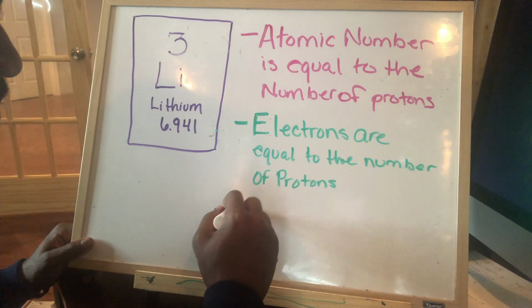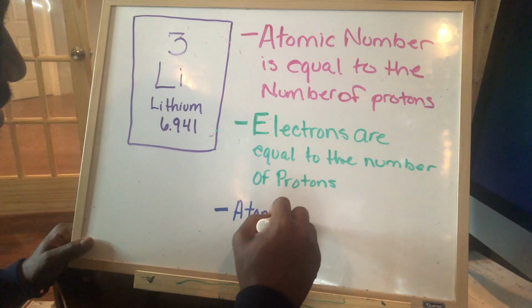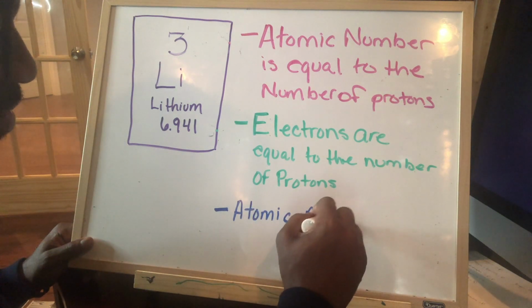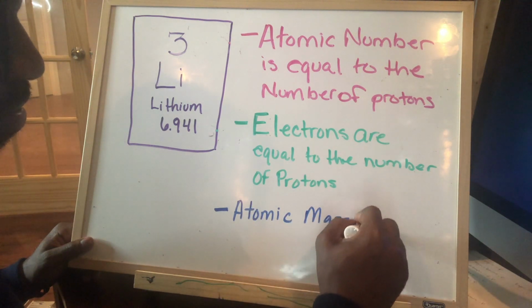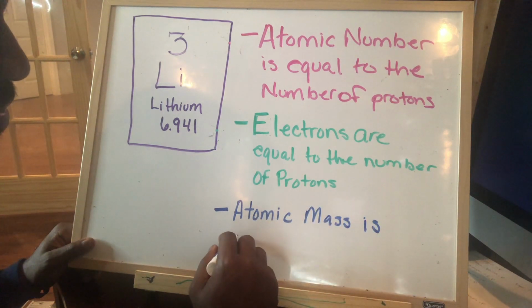The third point that you will need to remember when trying to use the periodic table to find the number of protons, neutrons, and electrons in a given atom is that the atomic mass, again the number that is the larger of the two, is a combination of both the number of protons and the number of neutrons.